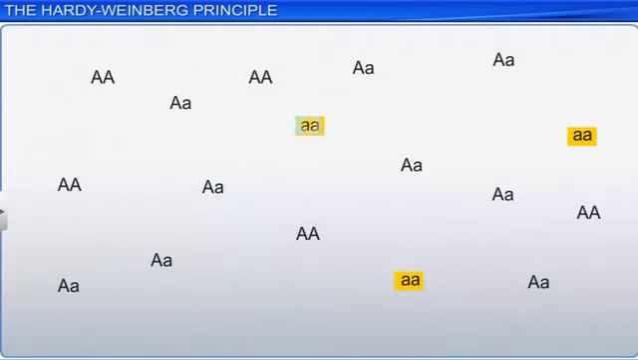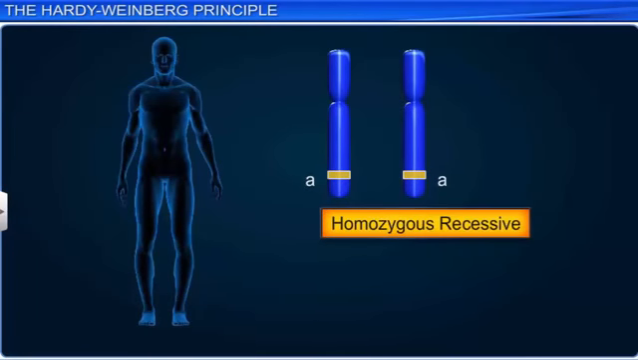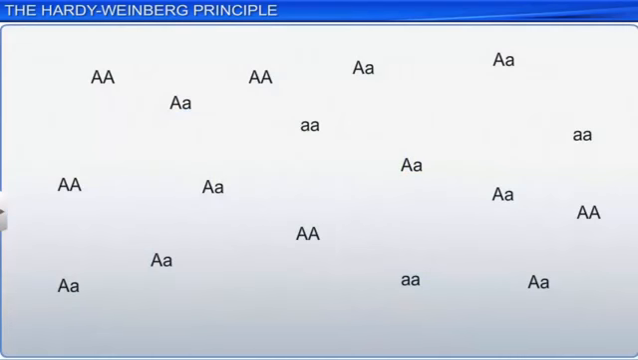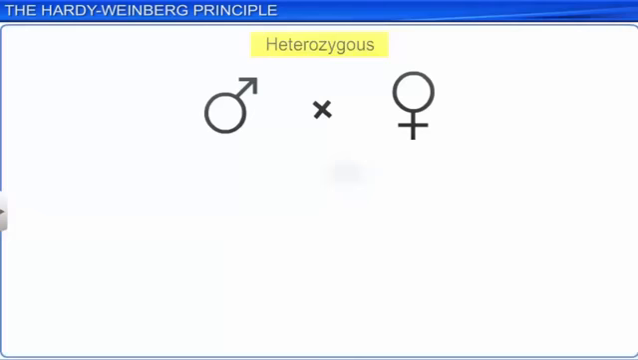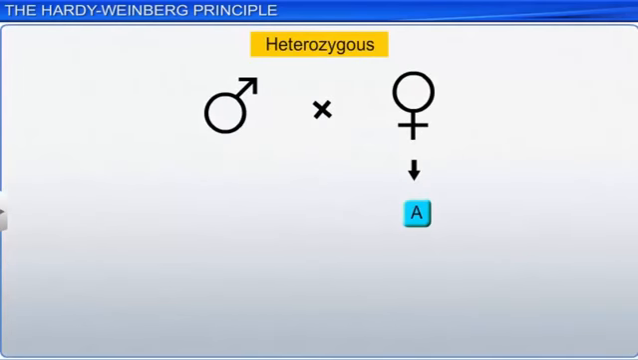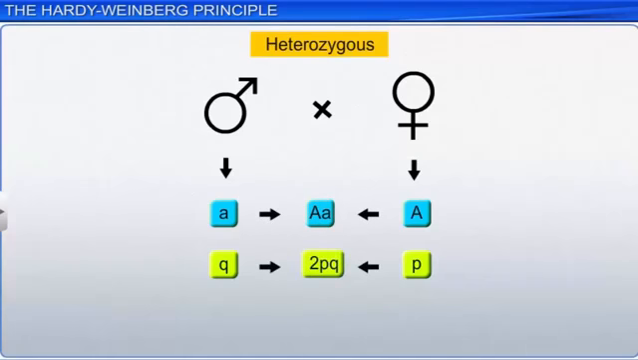Similarly, the frequency of a homozygous recessive individual, small a small a, is q square. Since there are two ways of forming heterozygotes, or capital A small a, that is, capital A allele from the mother and small a allele from the father, and vice versa, the frequency of a heterozygous individual, capital A small a, is 2pq.